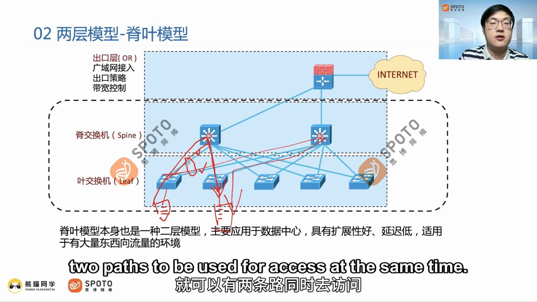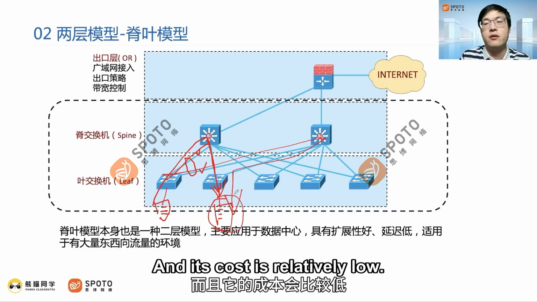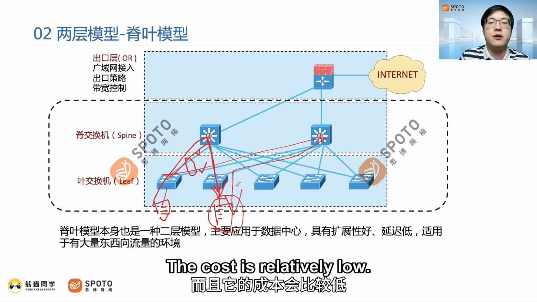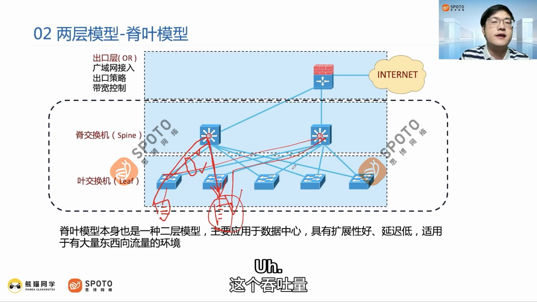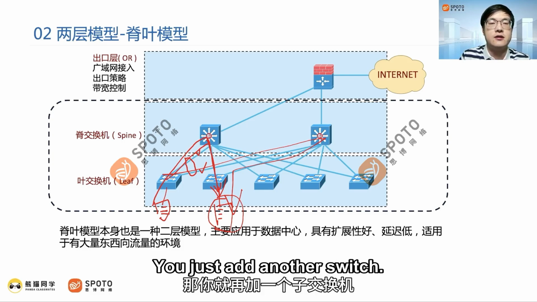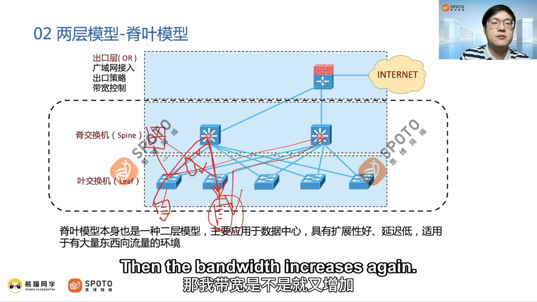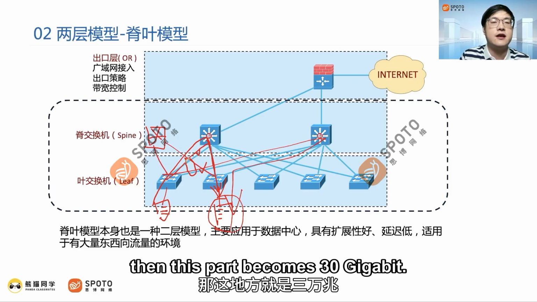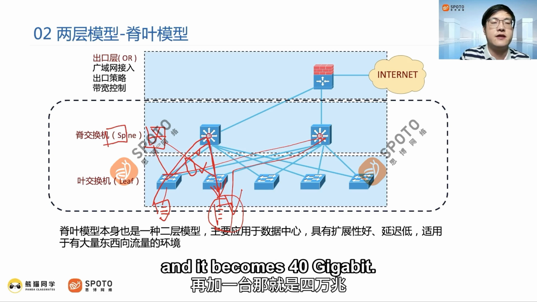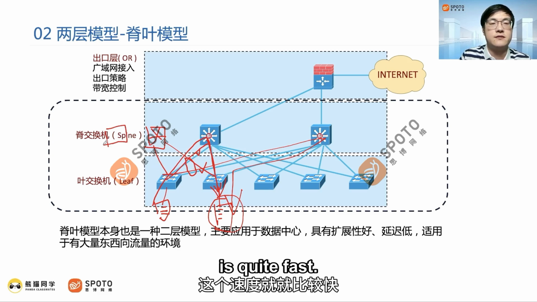It allows two paths to be used for access at the same time, and its cost is relatively low. If you want to increase the throughput, or the bandwidth, you just add another switch and connect it. Then the bandwidth increases again. If all are 10 gigabit, then this part becomes 30, and adding one more makes it 40. This speed is quite fast.